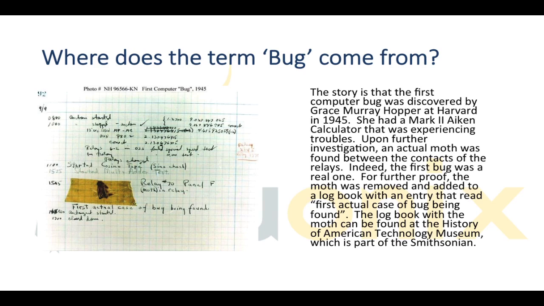It was experiencing some issues. Upon further investigation, a moth was found between the contacts of the relays. Indeed, the first bug was a real one. For further proof, the moth was removed and added to a logbook with an entry reading, "First actual case of a bug being found." The logbook with the moth can be found at the History of American Technology Museum, which is part of the Smithsonian.